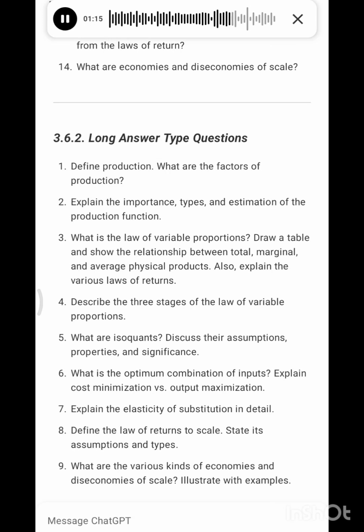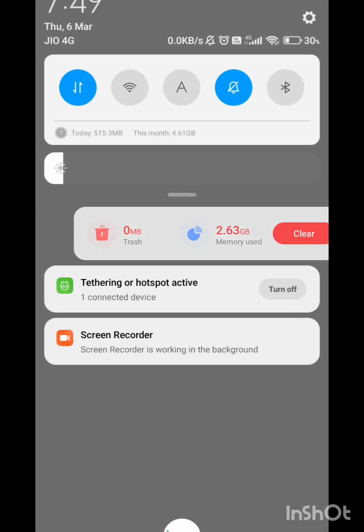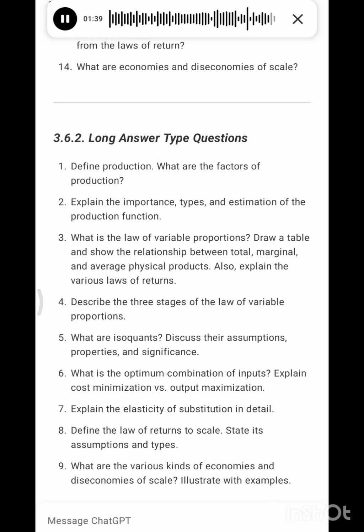4. Describe the 3 stages of the law of variable proportions. 5. What are isoquants? Discuss their assumptions, properties, and significance. 6. What is the optimum combination of inputs? Explain cost minimization versus output maximization. 7. Explain the elasticity of substitution in detail. 8. Define the law of returns to scale. State its assumptions and types. 9. What are the various kinds of economies and diseconomies of scale? Illustrate with examples.